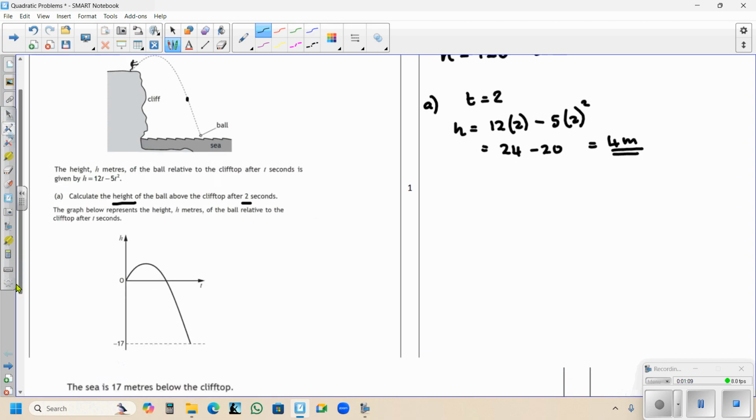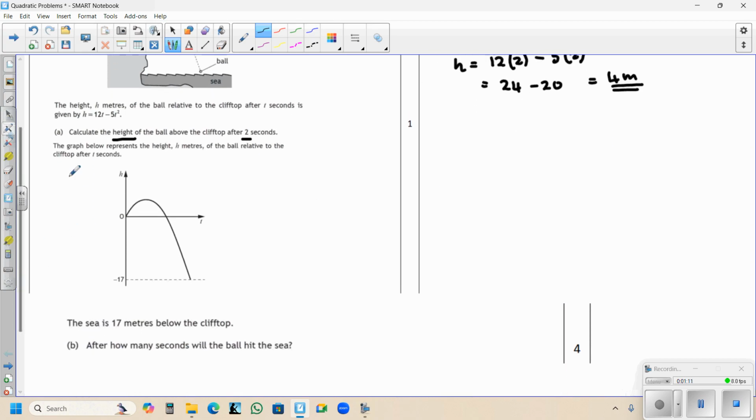Now, the question goes on. It says the graph below represents the height h meters of the ball relative to the cliff top after t seconds. So there's the height, and there is the ball getting thrown. Down here, remember, that's the sea. It says the sea is 17 meters below the cliff top, so that's the sea down here. After how many seconds will the ball hit the sea? Right, so what are they telling me here? They're telling me after how many seconds will the height of that ball be at negative 17.